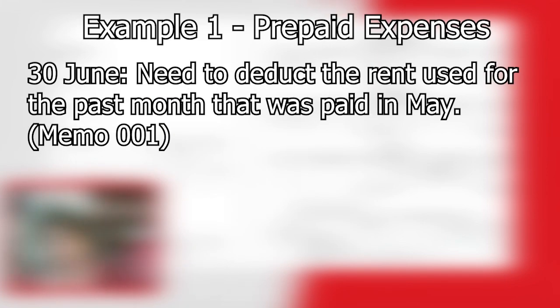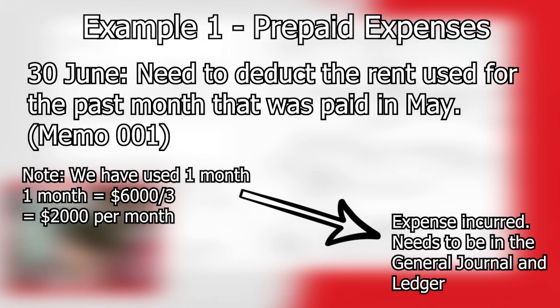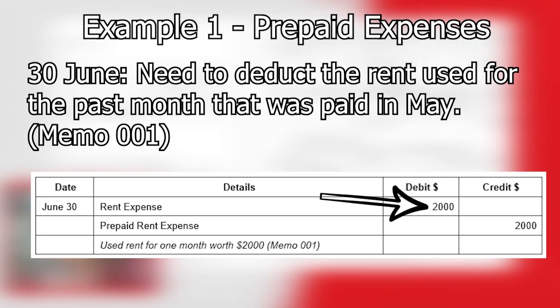We've got our current asset. It now gets to the end of June. We've used 1 month of the 3. That's 2,000 per month, by the way. So the following month, end of June, we need to deduct the rent that we have used for the prepaid rent expense, memo 001. So we see 30th of June. This time we debit the rent expense, 2,000, and we credit the asset it's held in, the prepaid rent expense. That's a credit, also 2,000.